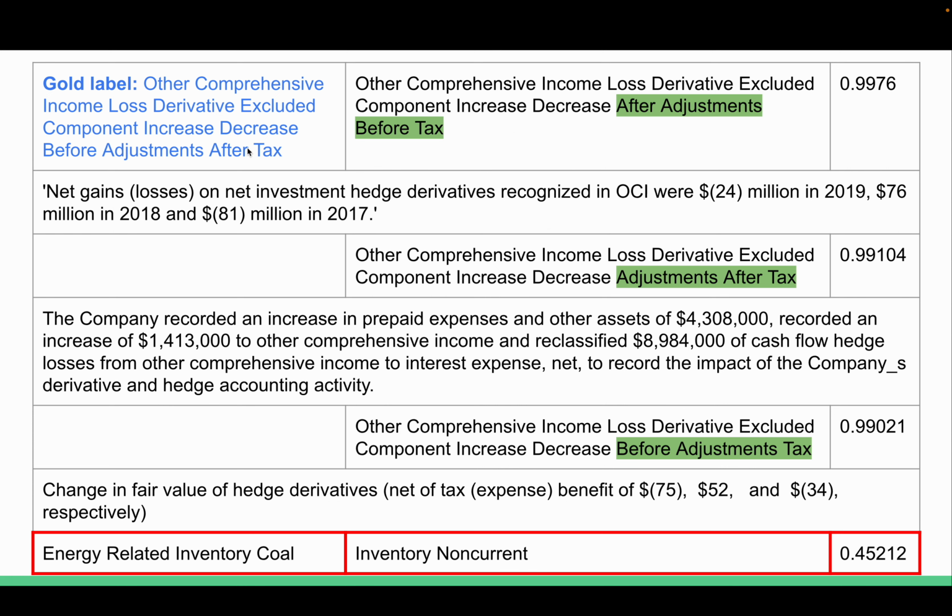What we saw for this particular gold label is that there are many tags which are very similar. For example, other comprehensive income loss derivative excluded component increase decrease adjustment after tax has a similarity of 99%. And if the last phrase "adjustment after tax" is changed to "after adjustments before tax," then also the tag is more or less similar, or "before adjustment tax." So for that reason the problem is challenging.